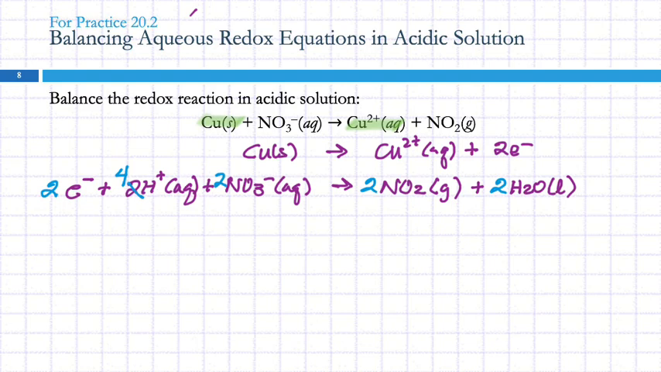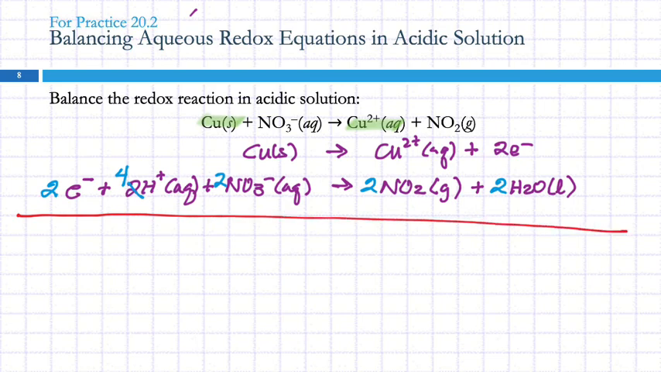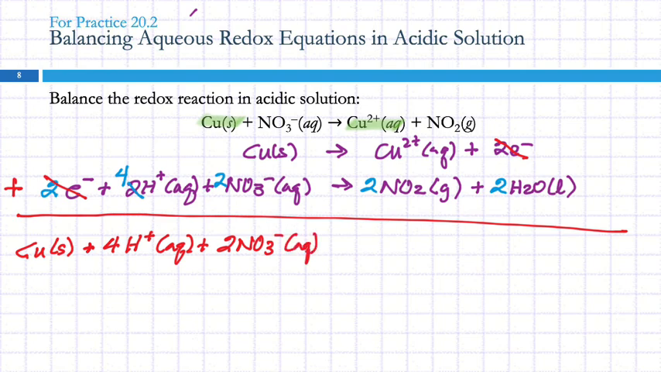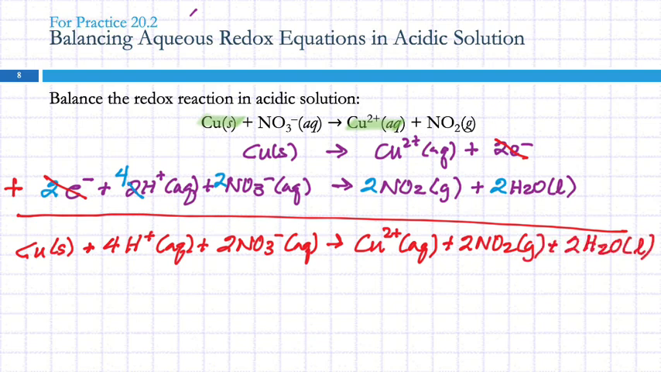And now I'm going to add them together. And my electrons cancel out. And I'm going to copy down what's left. Got solid copper plus 4 hydrogen ions plus 2 nitrate ions. It's going to make Cu2+, 2 NO2, plus 2 H2O liquid.